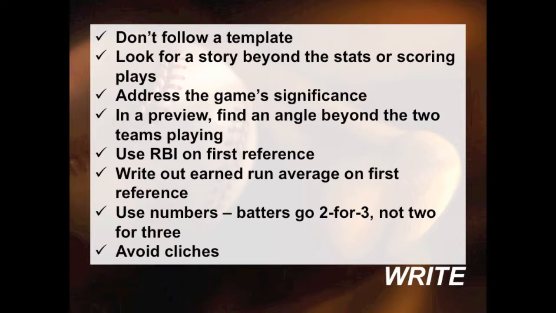When it comes to the style, make sure you use RBI on first reference. RBI stands for runs batted in. So when I see RBIs, it drives me crazy because it's not runs batted ins. You're going to write earned run average on first reference, and then after that, use ERA. There's certain number rules that you need to follow with baseball, so make sure you go to the baseball section of your AP style book to figure those things out. For example, batters go 2 for 3 using numbers, not 2 for 3 spelled out. And then again, as with any sport, avoid the cliches.